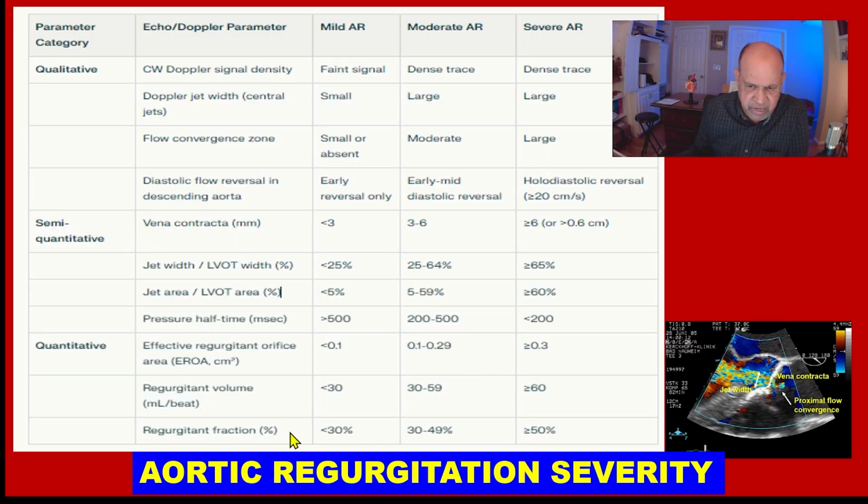And the regurgitant fraction is similar to the volume, because volume is looking at the absolute volume, and the regurgitant fraction is looking at what amount of the blood is coming back to the ventricle compared to how much was pumped into the aorta during ventricular systole. So if it's between 30 to 49%, that means almost half of the stroke output is regurgitating, that is moderate. If it's greater than 50%, it is severe aortic regurgitation.